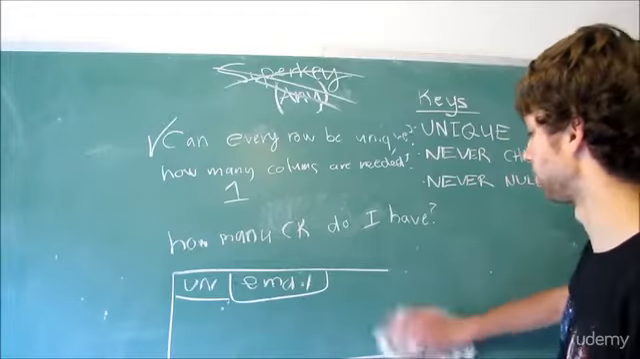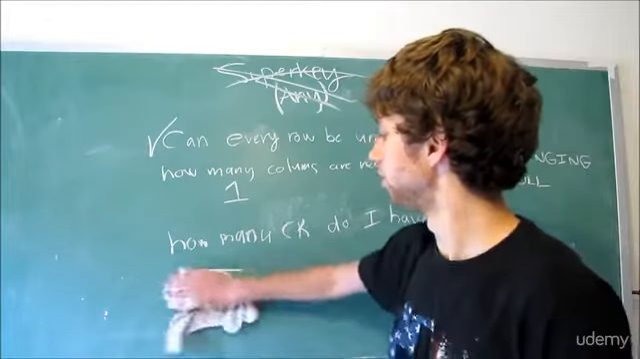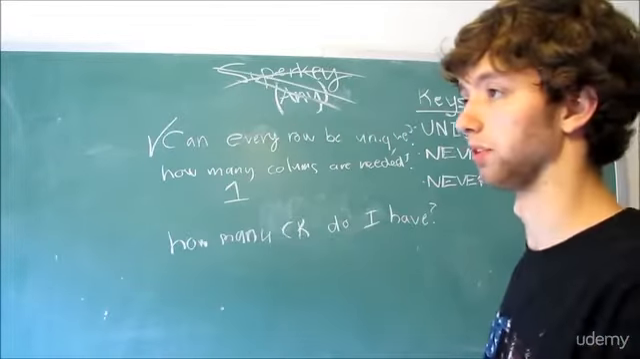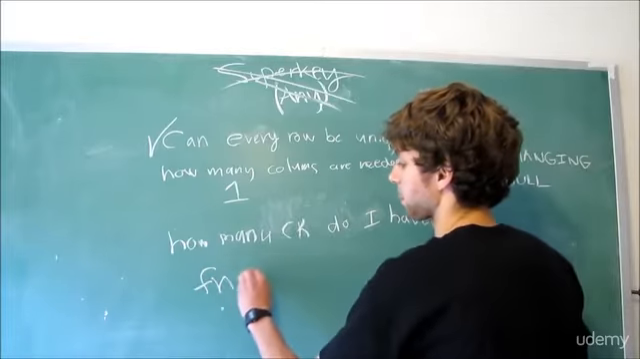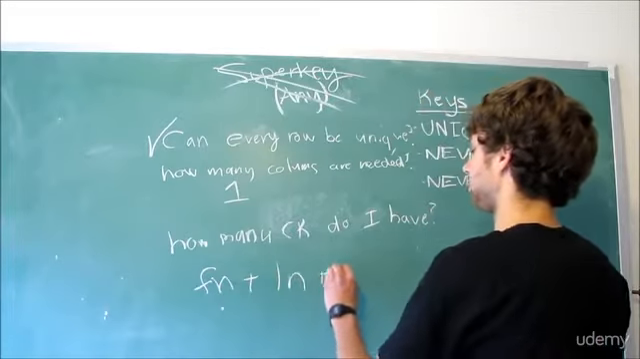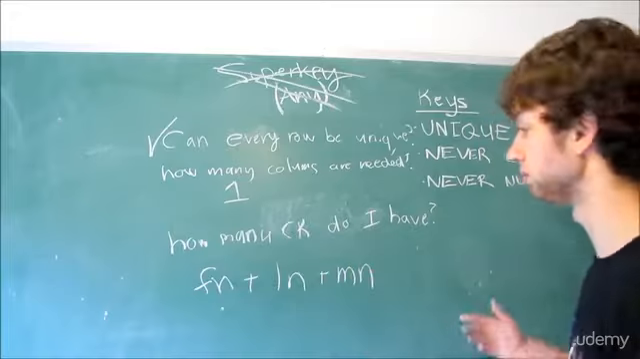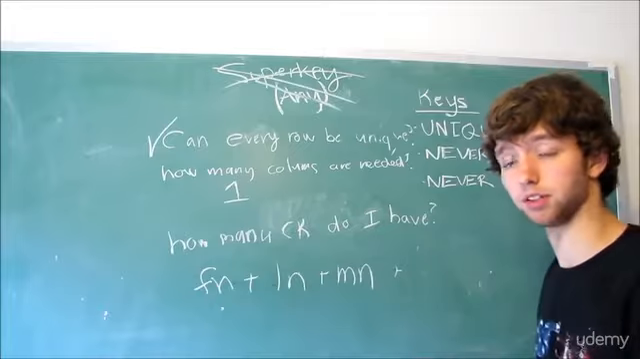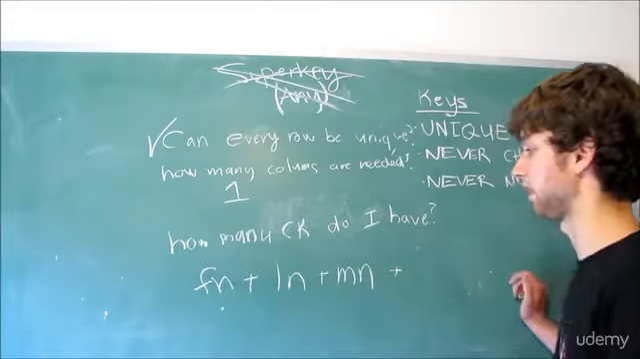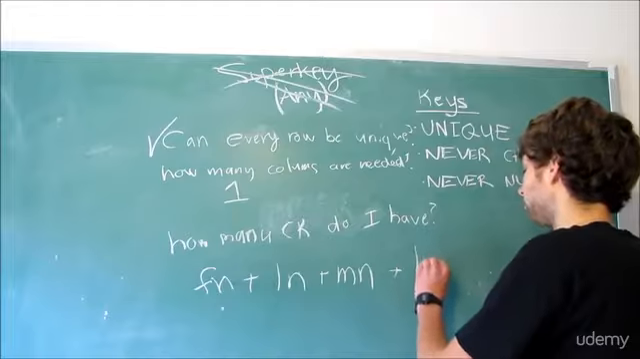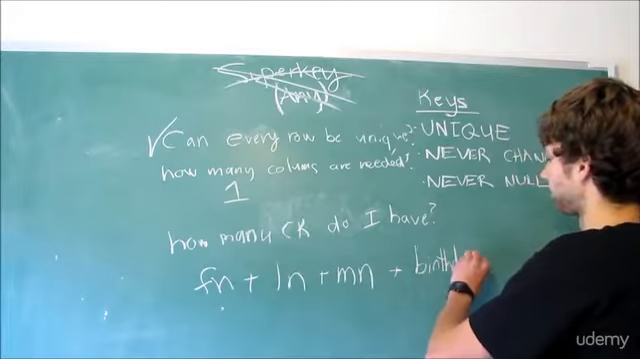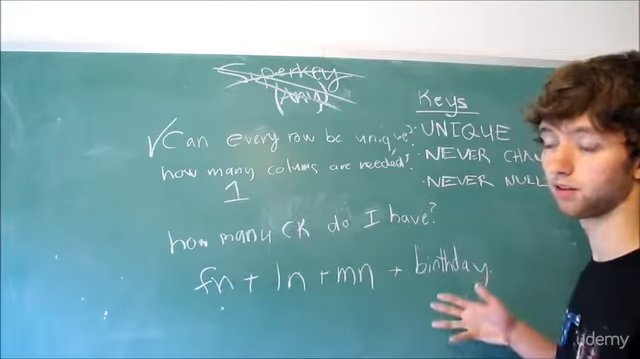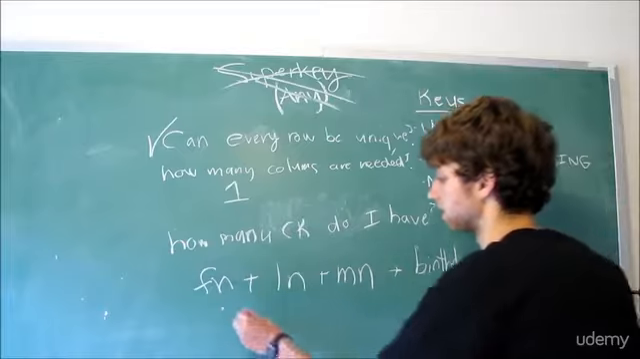Or if rather than using the username, you want to use something else, let's say you can use your email more than once, we could have first name plus last name plus middle name, or middle initial. So that eliminates most possibilities of uniqueness. But there's still a possibility that people have the same name. So then you add birthday. So now you have to find someone with the same first name, last name, middle name, and the birthday. Very rare, still possible.